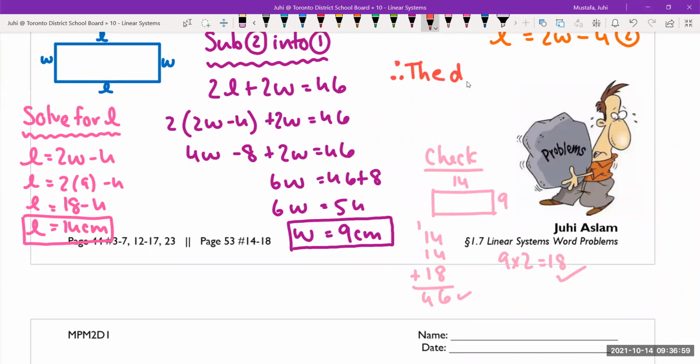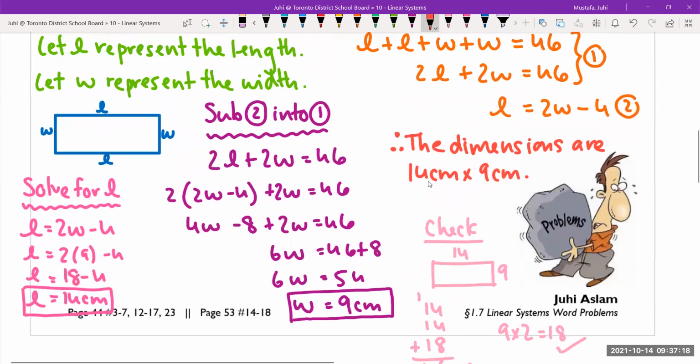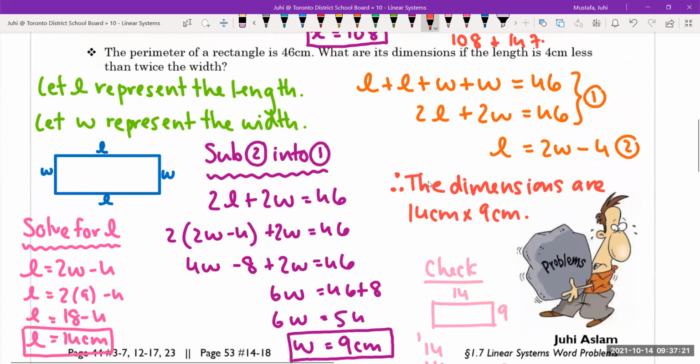The dimensions are, you can write length is 14 and width is 9, or you can just write 14 centimeters by 9 centimeters. Because dimensions are often written as like length times width. Does that make sense as well? Yeah, everyone gets the procedure: let statement, therefore statement, check, make sure you have 2 equations.